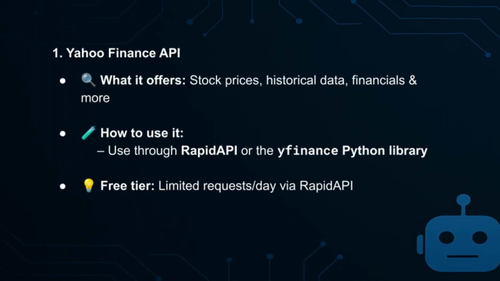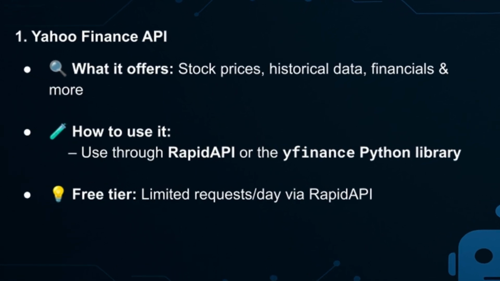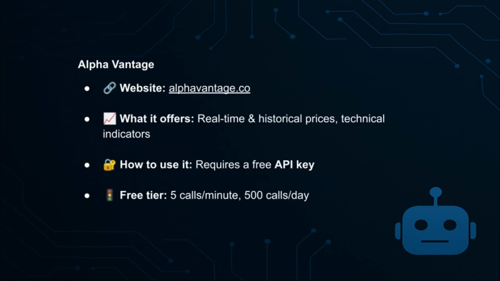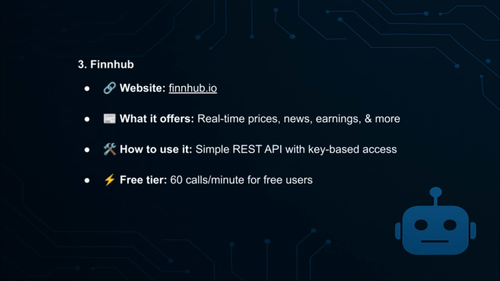First up, Yahoo Finance. What does it offer? Stock prices, historical data, financials, and a bunch of other information you may or may not ever use, but it is nice to have. Next is Alpha Vantage. It sounds impressive, like something a hedge fund intern named during a caffeine binge. It gives you real-time prices, historical data, and a bunch of technical indicators for people who enjoy lines, curves, and charts. Last up is Finnhub.